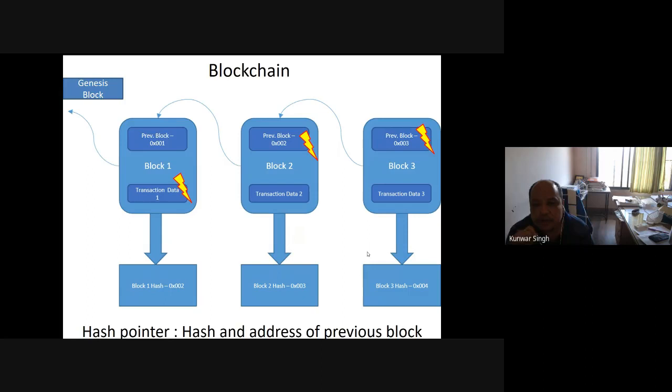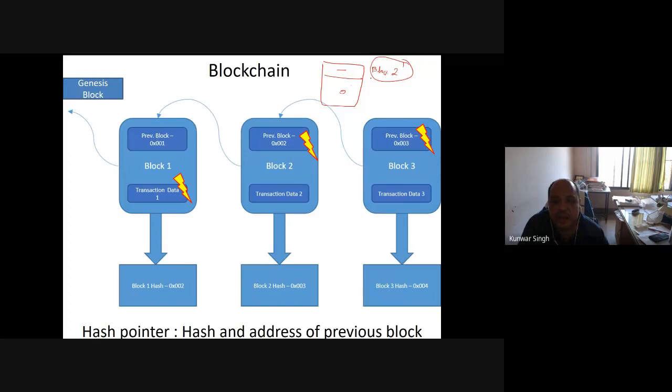And I'll create a block which has the same hash as this block. Since the hash is the same as this one, I'll create a block where the transactions are of my choice. This hash will be kept here, and I'll make the transactions in such a way that this block, you can say block 2, has the same hash as the hash of this block.